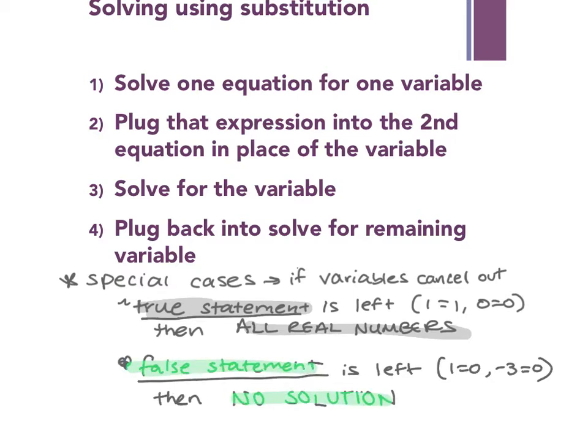So there are two special cases with substitution. There's going to be two special cases with all of the different types. But with substitution, what will happen is if you're going to solve, your variables will end up canceling out, and you'll have just a numeric answer left. If that numeric answer is true, like 1 equals 1 or 0 equals 0 or 2 equals 2, then your answer is all real numbers. Any pair of solutions would work in those equations. If what's left is false, like 1 equals 0 or negative 3 equals 0 or 5 equals 10, then your answer is no solution, and there's no number combination that would work for both.